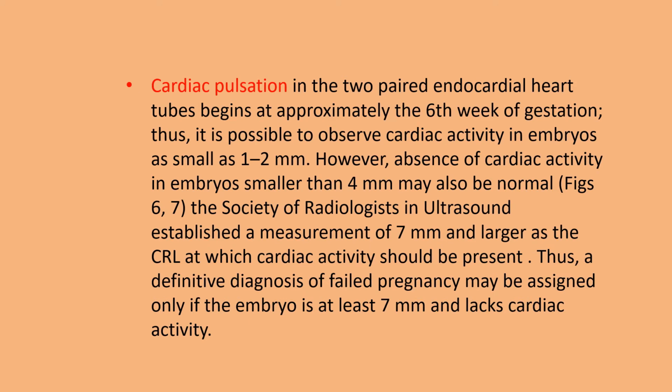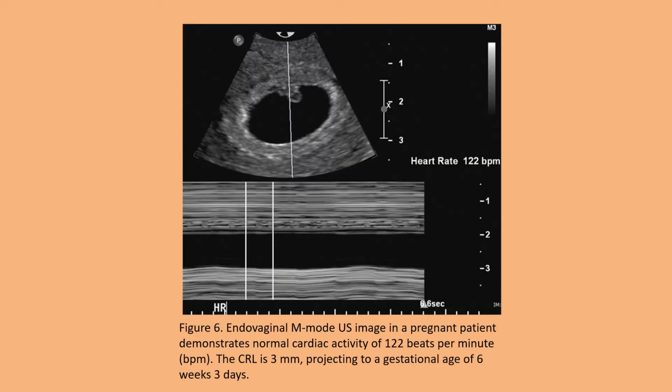The Society of Radiologists in Ultrasound established a measurement of 7 mm and larger as the crown rump length at which cardiac activity should be present. Thus, a definitive diagnosis of failed pregnancy may be assigned only if the embryo is at least 7 mm and lacks cardiac activity. Endovaginal M-mode ultrasound in a pregnant patient demonstrates normal cardiac activity of 122 beats per minute.